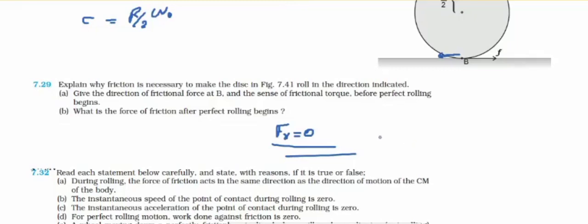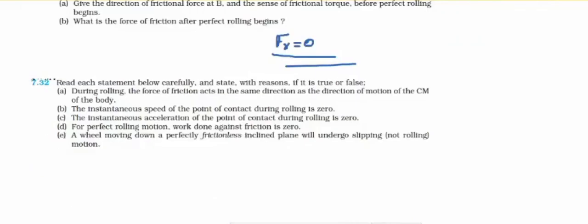Now, next question 30. You can leave question 30, not required. Then question 31 we have already discussed. Come to question 32. Read each statement below carefully and state with reason whether it is true or false. The first one: during rolling, the force of friction acts in the same direction as the direction of motion of the center of mass of the body.